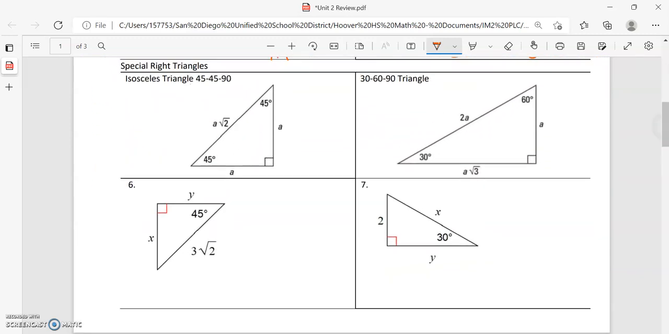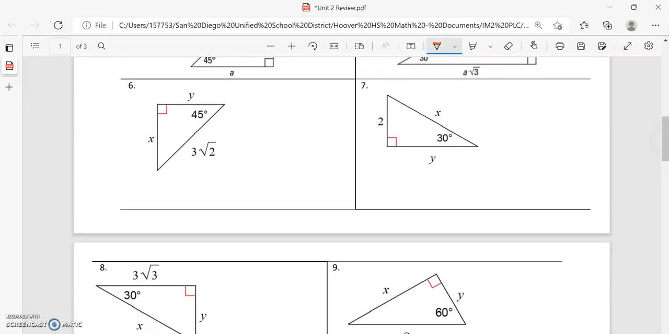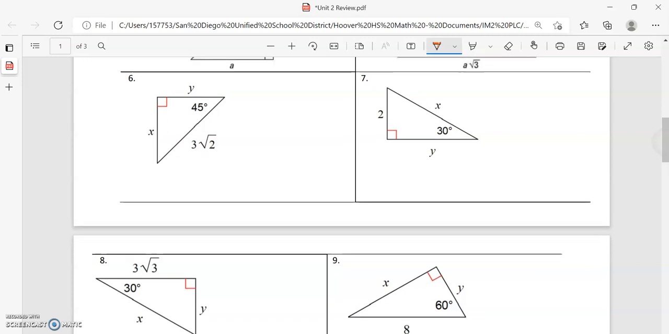All right, so we have two special right triangles. These are also on the board in the classroom. I'm going to go through these kind of quickly. If you don't understand these, go back into Khan and work on some more of the questions in there.